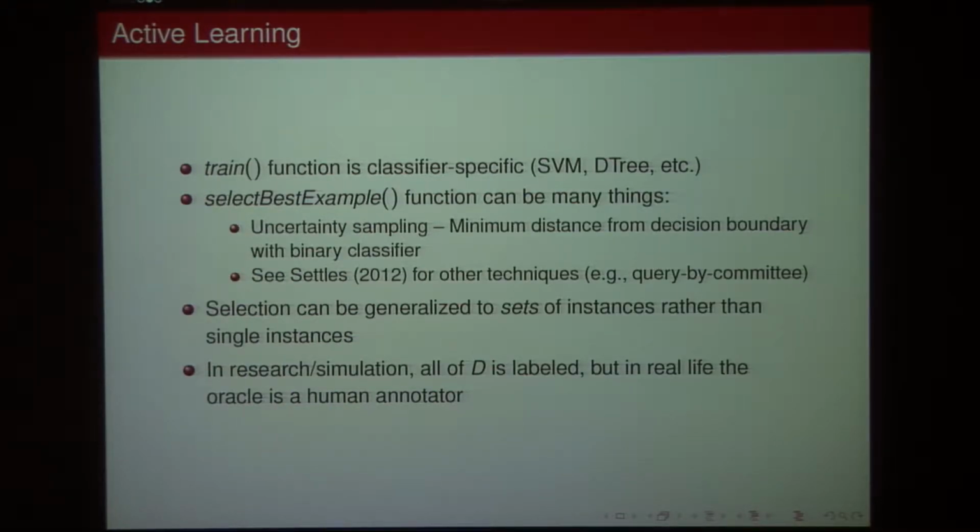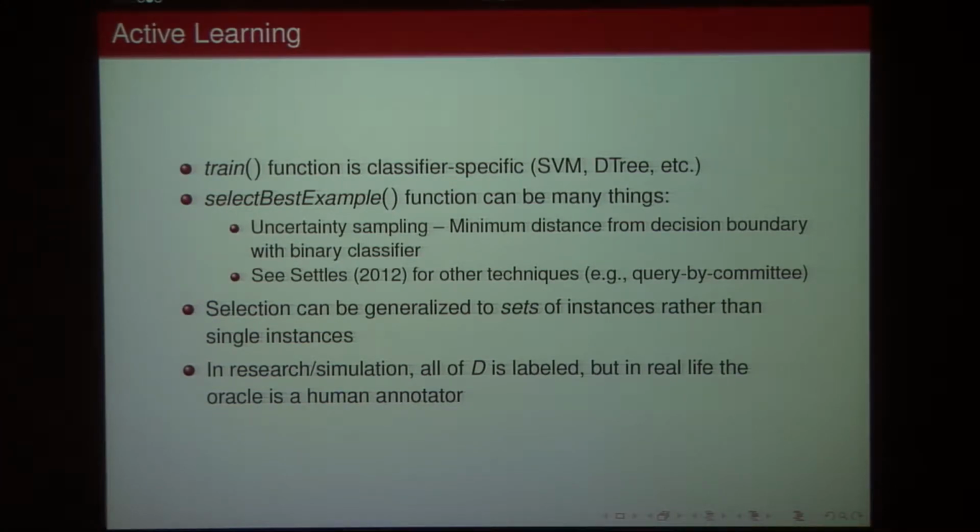To zoom in on this a little bit, the train function is classifier specific. This may make a difference in what you do during annotation time versus what you might want to experiment with after you have your annotated data. In our case, we use an SVM, but you could use a decision tree or whatever. The select best example step is where you fit in the different selection paradigms from active learning. One of the most common is uncertainty sampling. The simplest, practical way to think about it is that you have a decision boundary in your classifier. You take the example that's closest to this decision boundary, which is the one the classifier is struggling with. You get the label for that one, and now you have a label for a difficult example. You can see the active learning paper by Settles for a lot of other techniques.